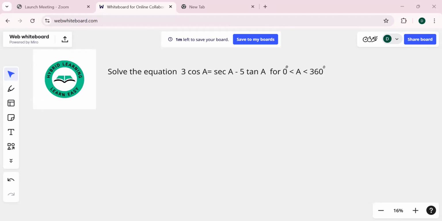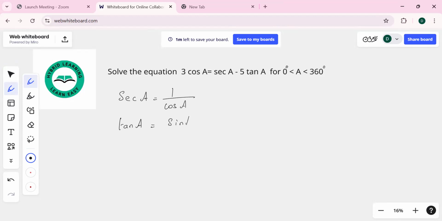Okay, we are going to write down all the terms in sine and cosine. Secant A can be written as 1 by cos A. Tan A is sine A by cos A. We are going to put this data in the original equation.